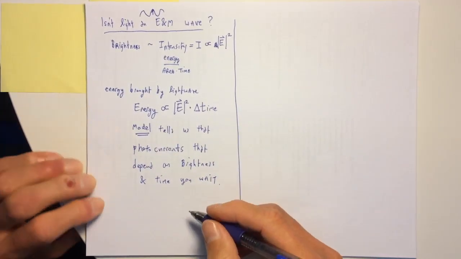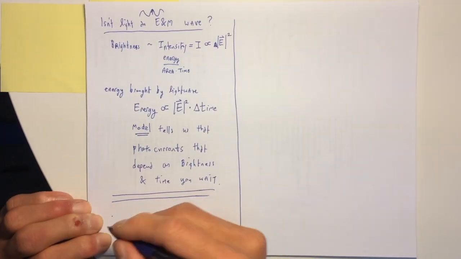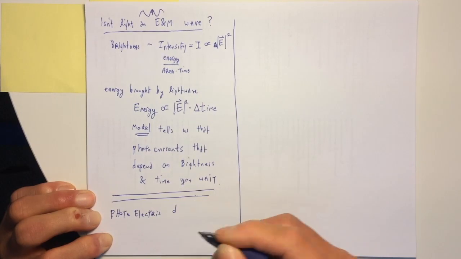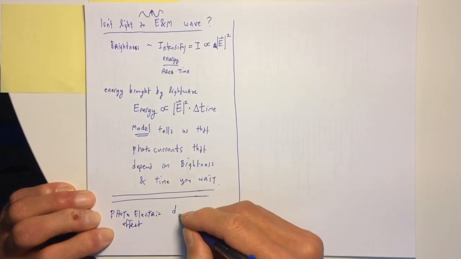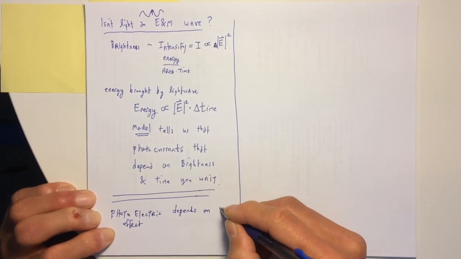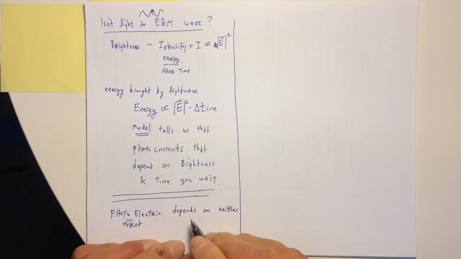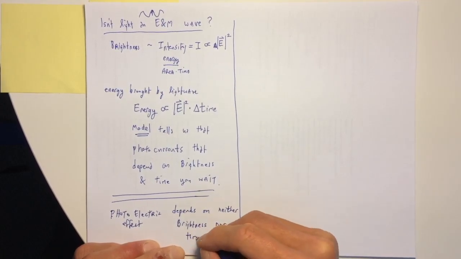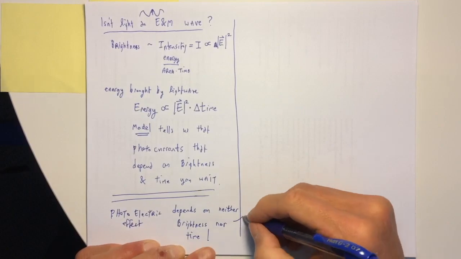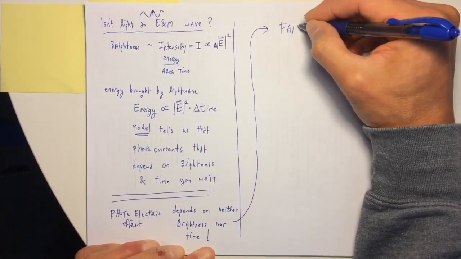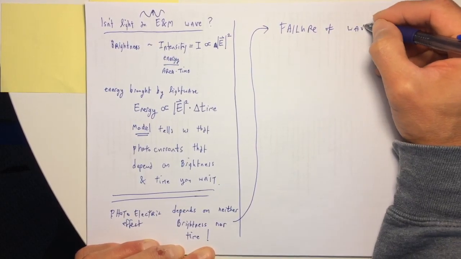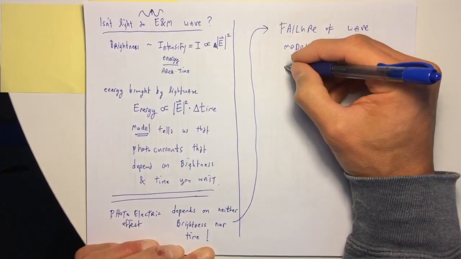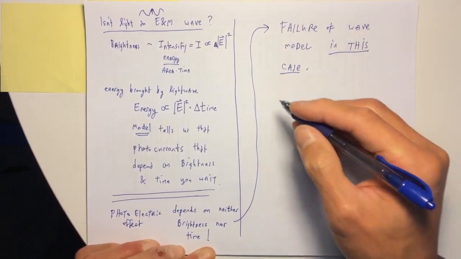Right? But it turns out the photoelectric effect depends on neither brightness nor time. So what we would say is this is a failure of the wave model in this case. Here's another failure.